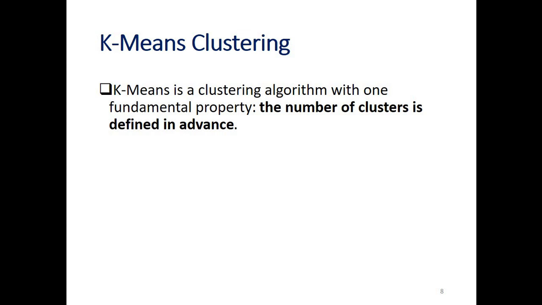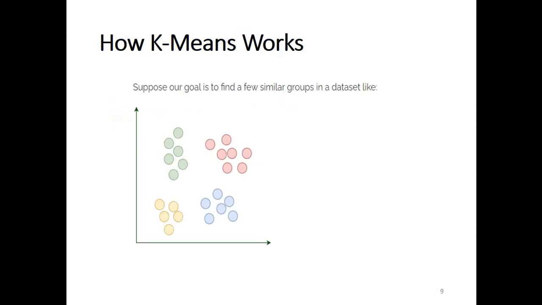So the main fundamental property of K-means clustering is that the number of clusters is defined in advance. Now let us see one example of how this K-means clustering works. Our goal is to find a few similar groups in a data set, like these are the points in the data set. We need to find out the groups of similar data points.